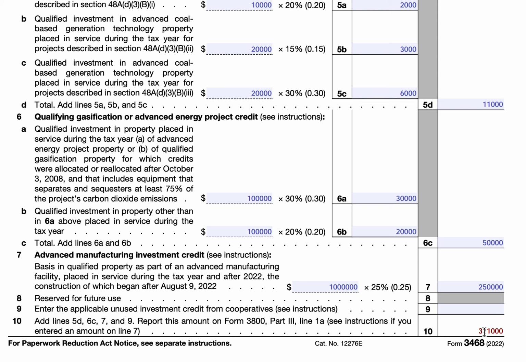So that's all we have for this tax form. We have broken this down into more detail in our article, which you can find on our website. Simply go to teachmepersonalfinance.com, type in IRS Form 3468 in the search bar, and you'll see our article.